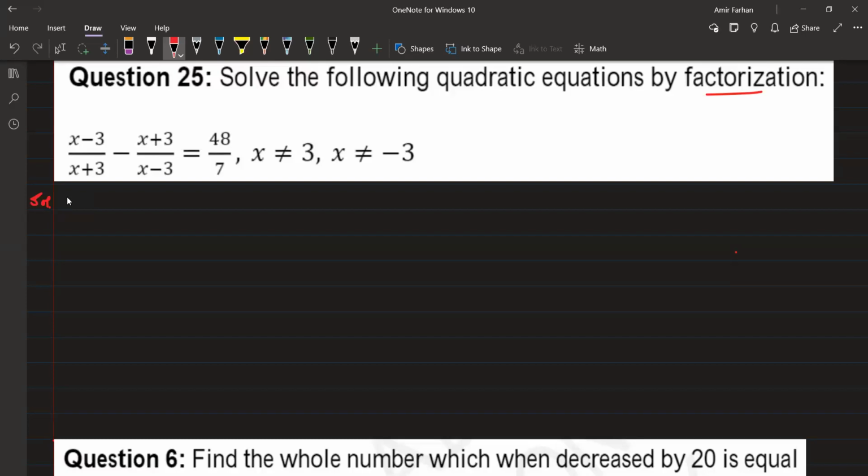Okay, let's solve it together because I've given almost 4 minutes. So let's solve it. Look, you have to take the LCM first to simplify this. If you take the LCM, it is x plus 3 into x minus 3. In the numerator, it will become x minus 3 whole square minus x plus 3 whole square is equal to 48 by 7. Yes or no? Yes, sir.